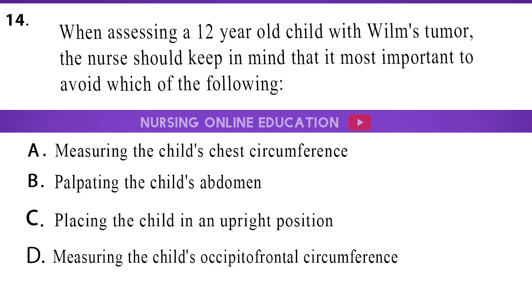14. When assessing a 12-year-old child with Wilms tumor, the nurse should keep in mind that it's most important to avoid which of the following: A. Measuring the child's chest circumference, B. Palpating the child's abdomen, C. Placing the child in an upright position, D. Measuring the child's occipitofrontal circumference.